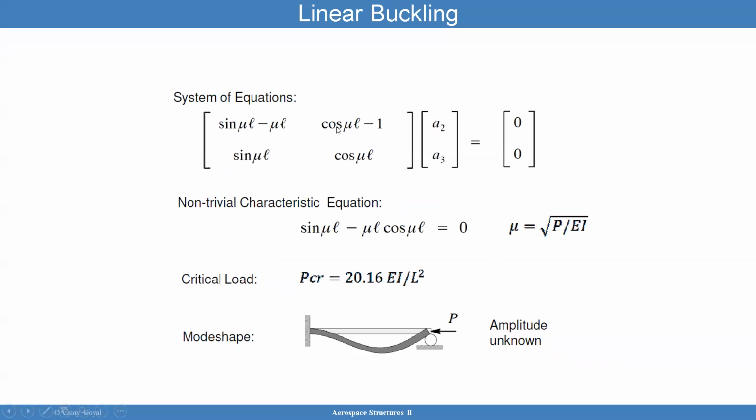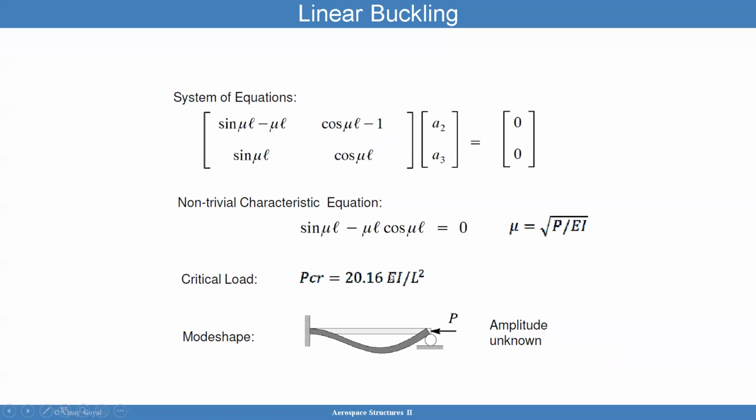And when you do so, you get to this state, and all you have to do is find the determinant of this eigenvalue problem. So I multiply this by that, minus this by that, and I get a non-trivial characteristic equation when you do the work. And you have to solve for the critical load. And when you do, you get a critical load of 20.16 EI divided by L squared.